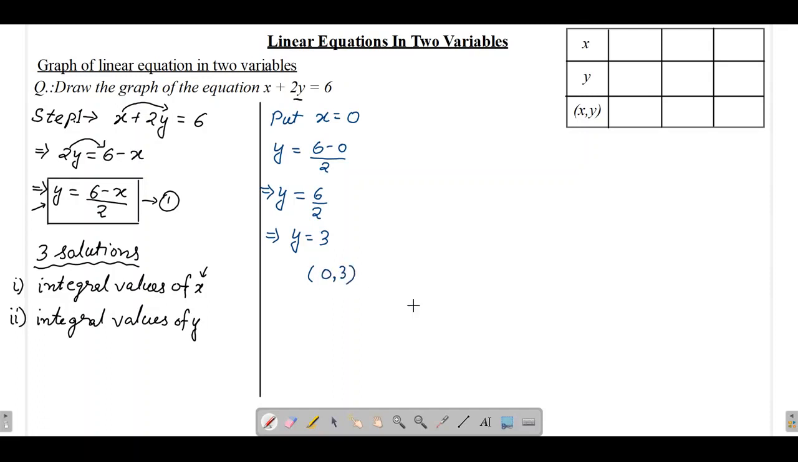We know that we always represent the solution of a linear equation in the form of an ordered pair, where the first value always represents x and the second one represents y.